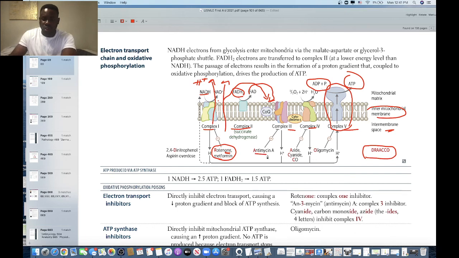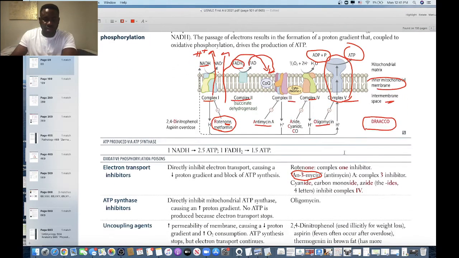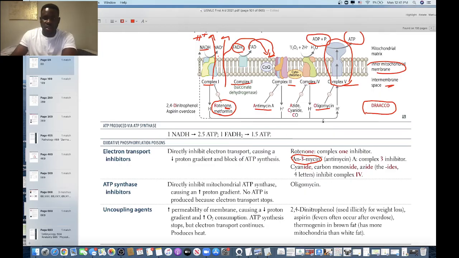Then we have antimycin, complex 3. Antimycin is inhibiting complex 3. And then we also have azides, and cyanide and carbon monoxide can inhibit complex 4. Oligomycin can inhibit complex 5. Right? So like that. And when they inhibit all these complexes, it means that we are not able to make enough ATP, because they block the pathway, so we cannot make ATP.